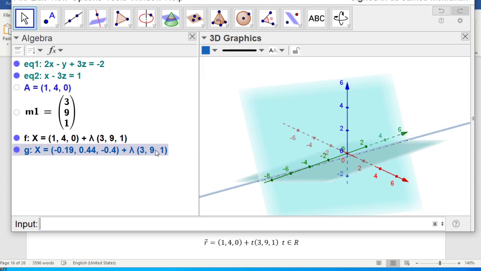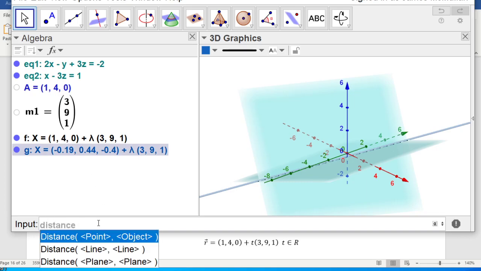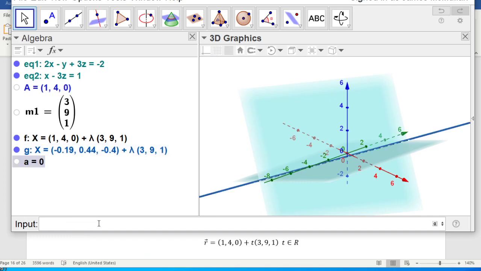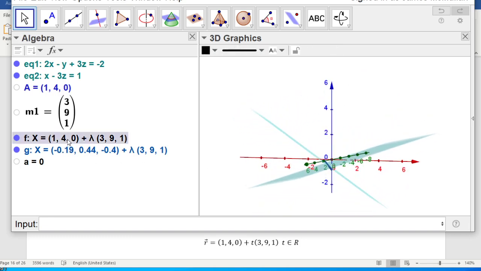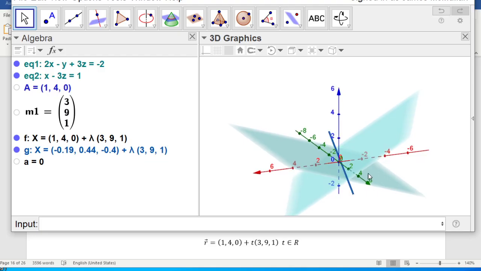You can see GeoGebra gives the same direction vector, but it picked a different point. But then we can go distance between F and G, and it comes up with 0. Our two lines have no distance because they are the same line. So GeoGebra's solution and my solution are the same. It's hard to see that sometimes because GeoGebra often picks a point, and I can't figure out how it's picking it. But the two lines are still equal.